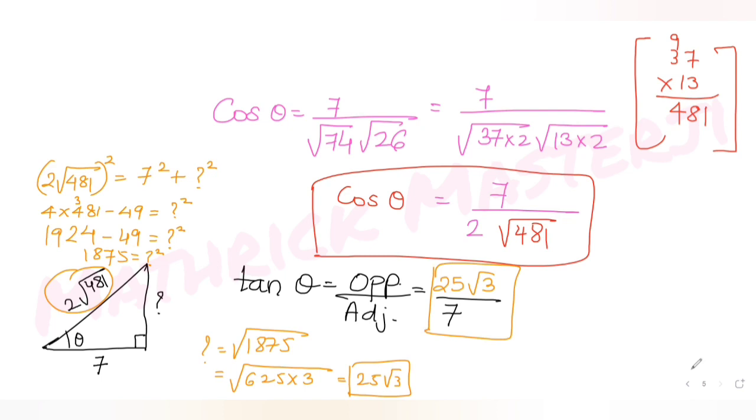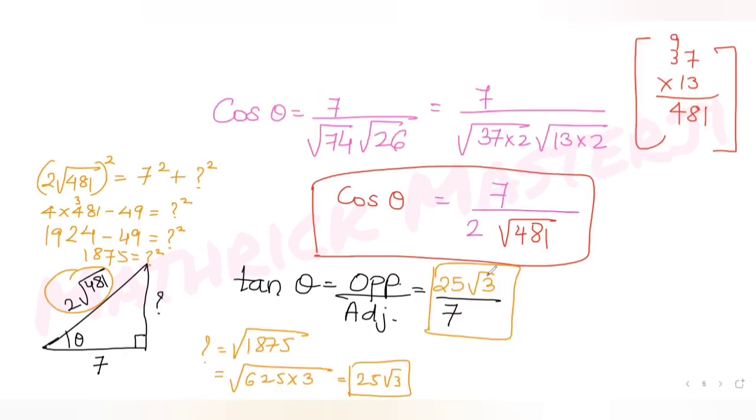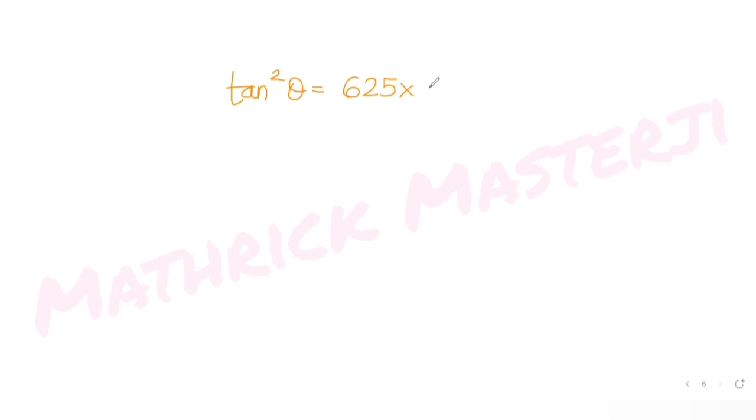So I have tan theta, but if I want to square it, so tan square theta would make it 625 into square root of 3 squared, which is 3 basically, and this 7 squared is 49. So if I do it, 1875 divided by 49.